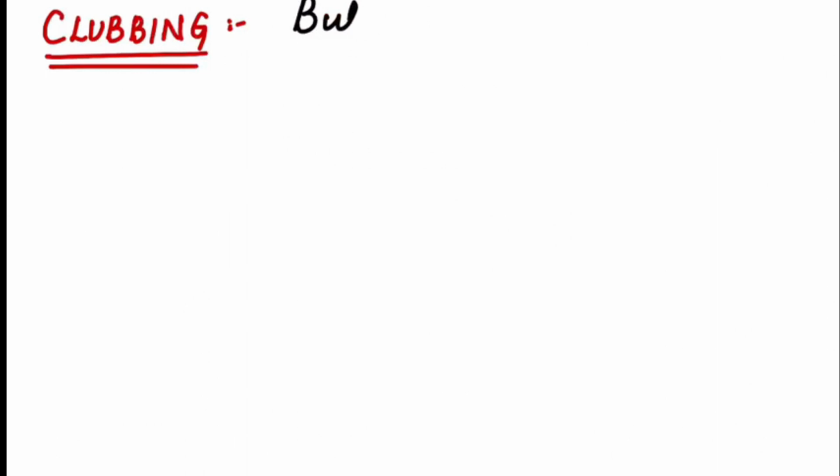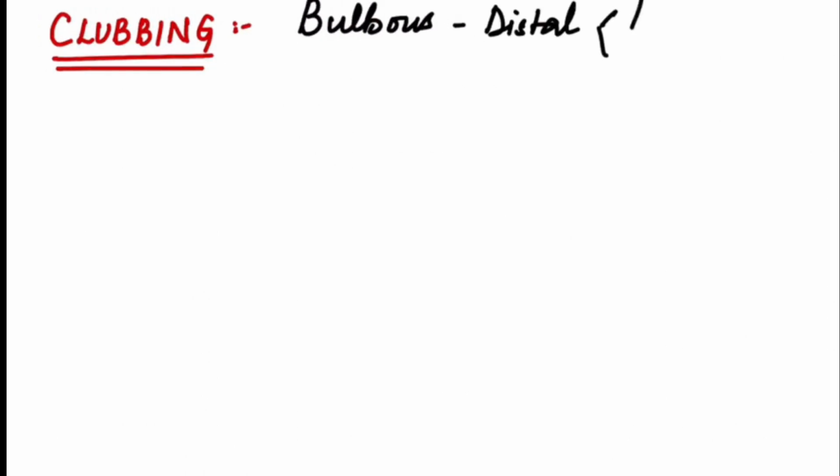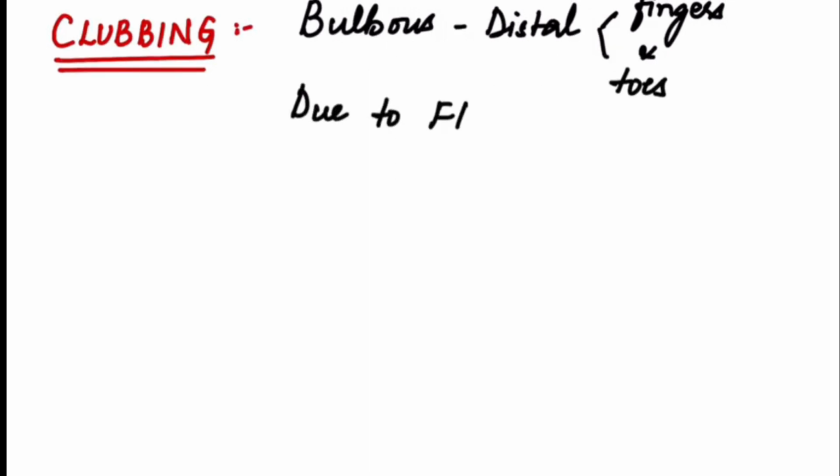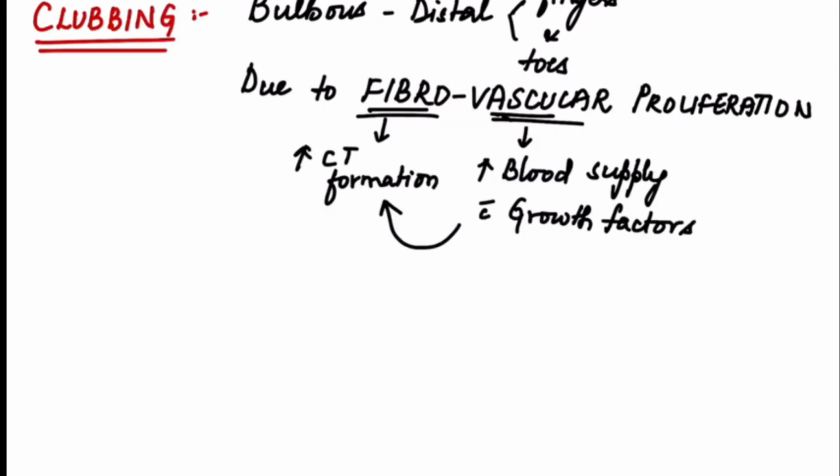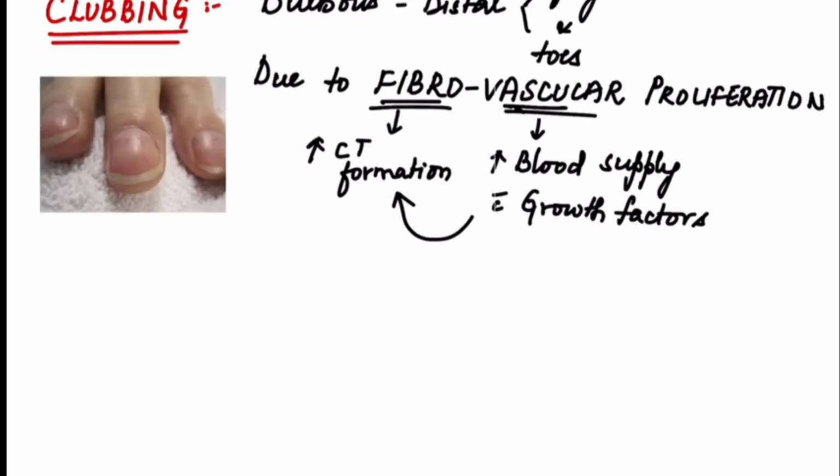Okay, so starting with the definition of clubbing. Clubbing is defined as the bulbous enlargement of the distal part of fingers as well as toes because of fibrovascular proliferation. Now, what is this fibrovascular proliferation? Here there is an increased blood supply to the distal part of fingers and toes. This blood contains growth factors. These growth factors lead to increased connective tissue formation, leading to clubbing.